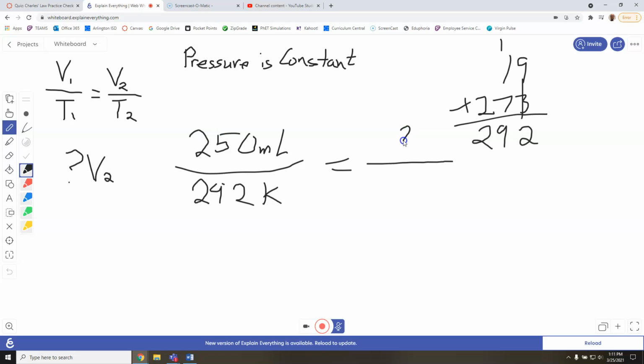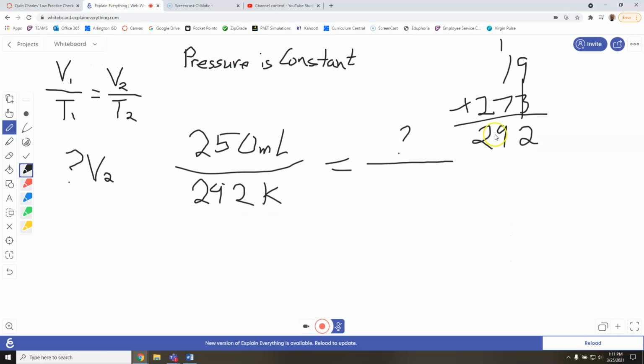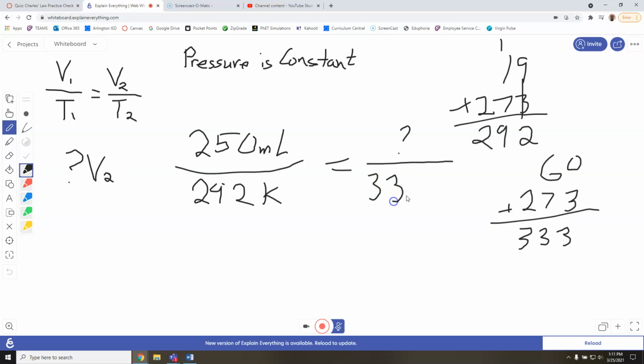And then this is what we're solving for. And our final temperature is 60 degrees Celsius, which won't work either. So 60 plus 273 gives us 333. So 333 K. And that's a 9. It kind of looks messed up. There we go. And now we have a proportion.